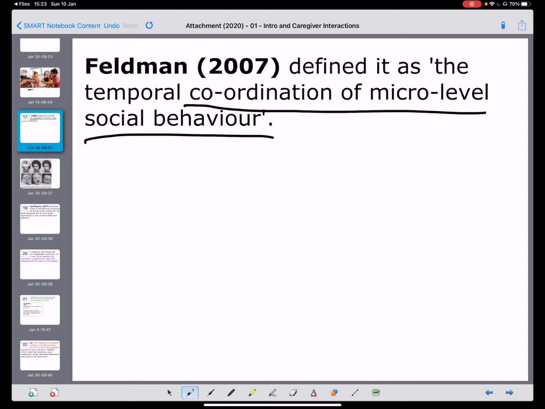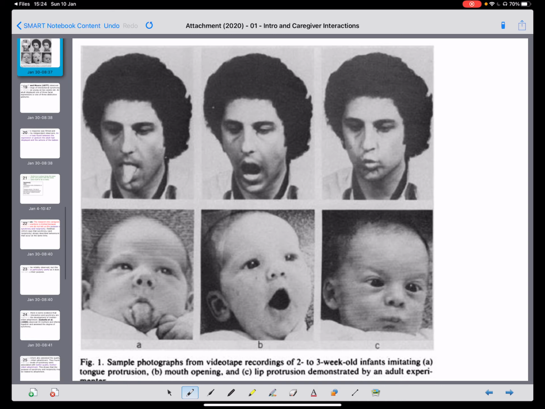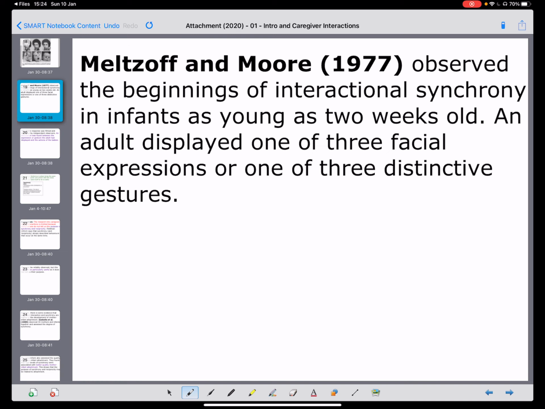And this leads us on to very famous research. This is a picture of that particular research. What we have here is an adult with 3 different facial expressions. When they video recorded the people making these expressions, we find that the babies ended up synchronizing with the adult and doing the same type of thing each time. So that study is something you can use for interactional synchrony.